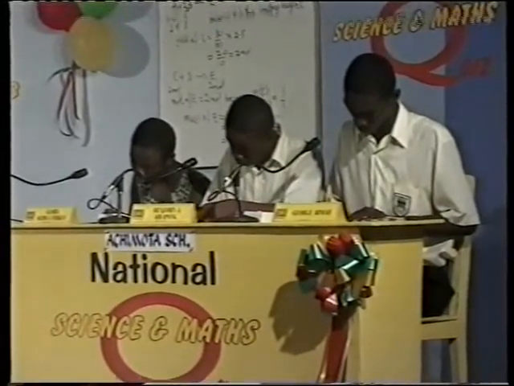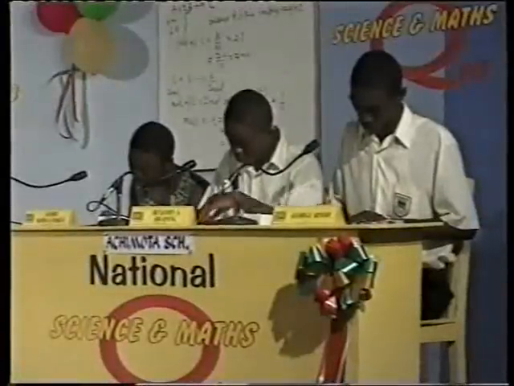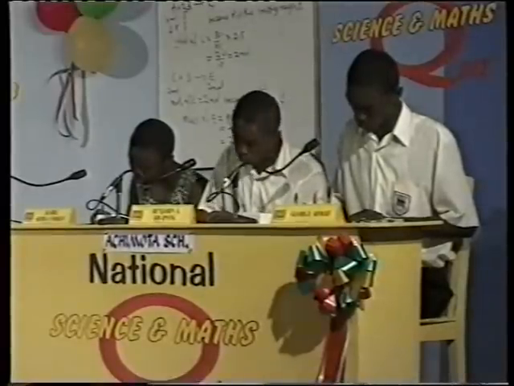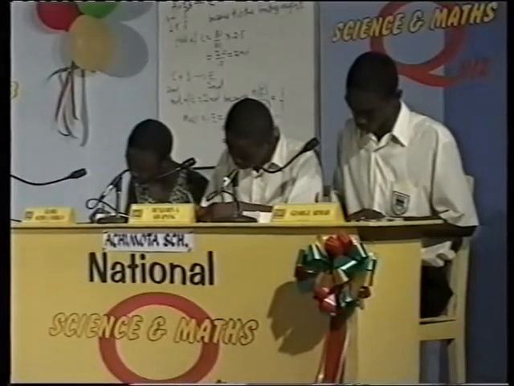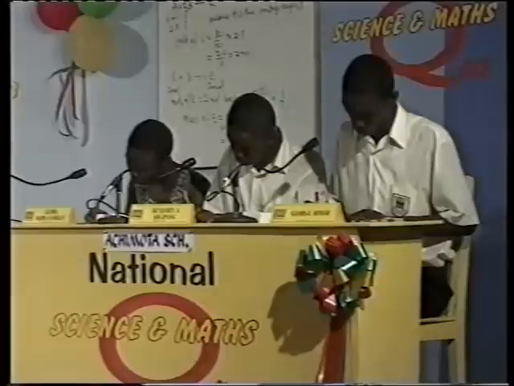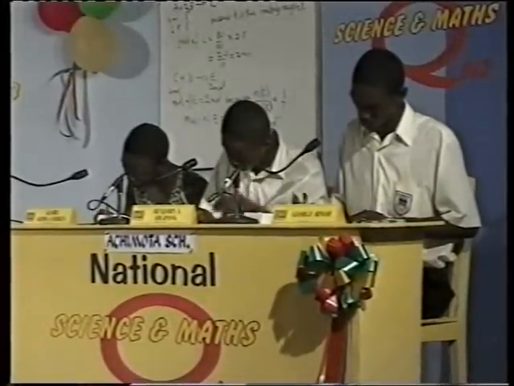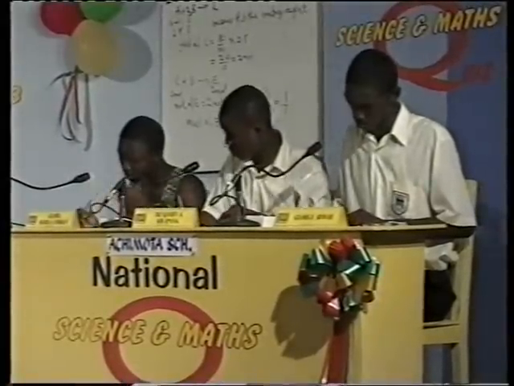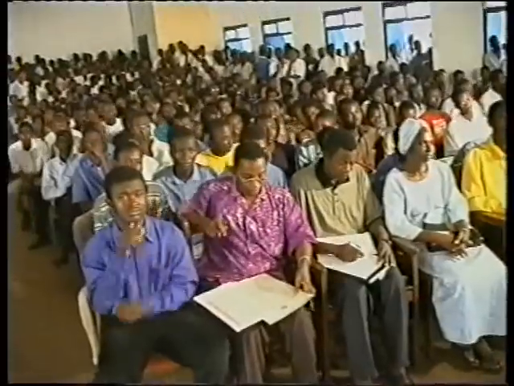Your question, Achimota School. Find 3 numbers in arithmetical progression such that their sum is 27 and the difference of the third and the first numbers is 16. Gloria? 1, 6 and 18. No. For a bonus, Elom? 17, 9 and 1. I'll give you the mark. 1, 9, 17. Your question, Presec.